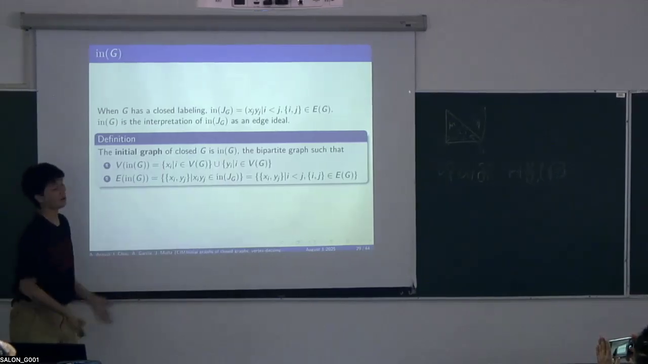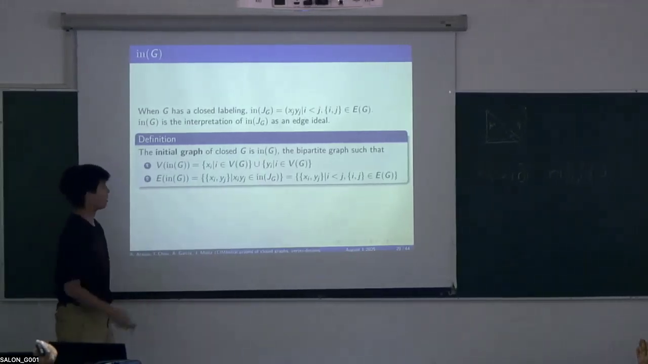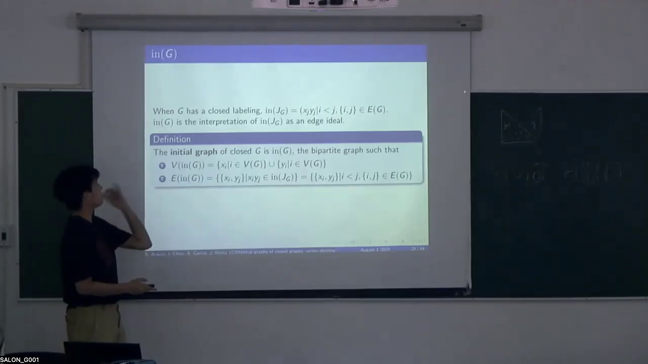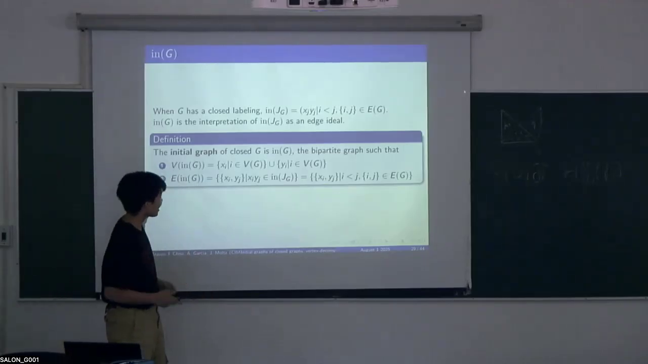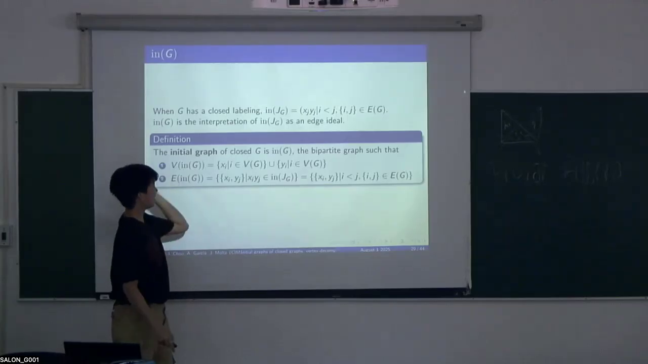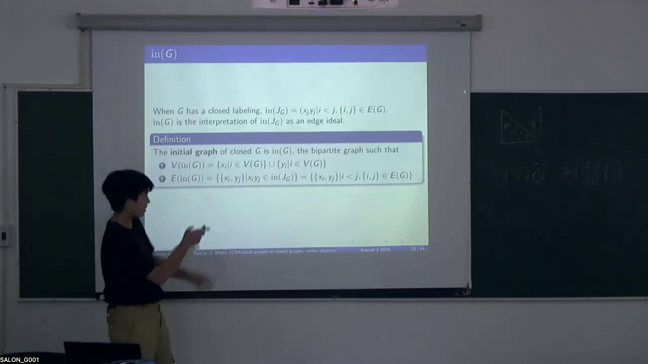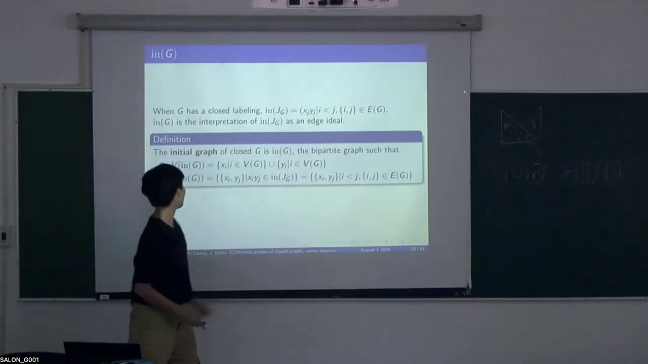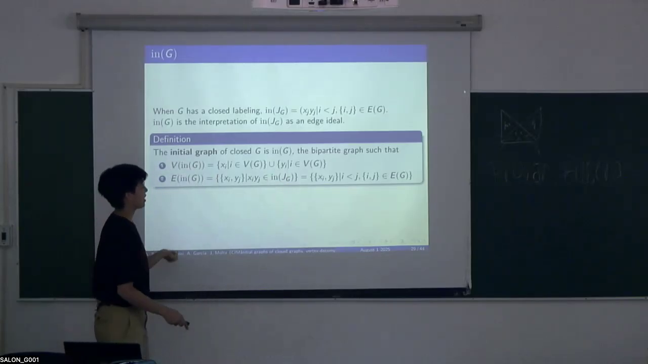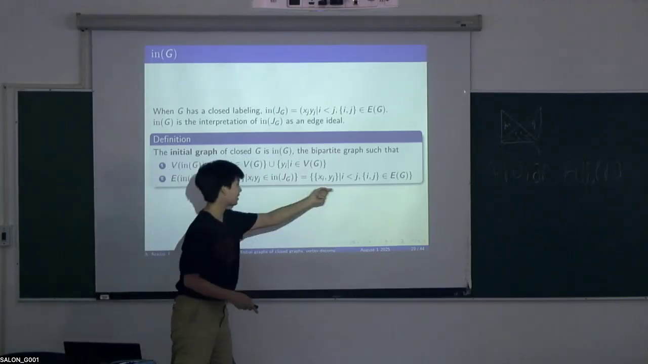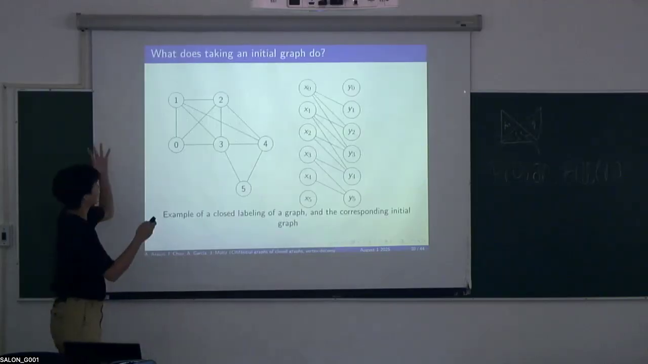What happens when we make it an edge ideal? What happens with the graph? Well, it's so natural. For every vertex in the original graph, we double them. We have an X vertex and we have a Y vertex. And every time there's an edge in the original graph between i and j, we put an edge between xi and yj, and it looks really nice.